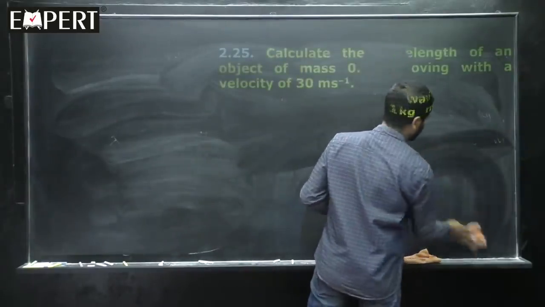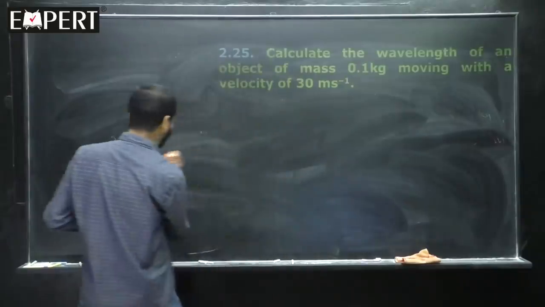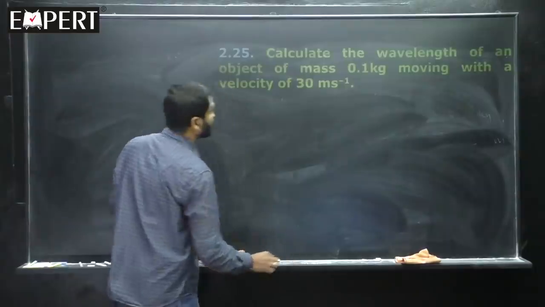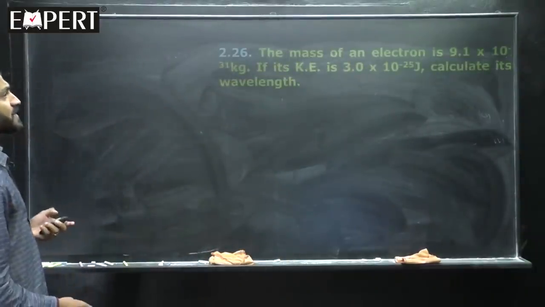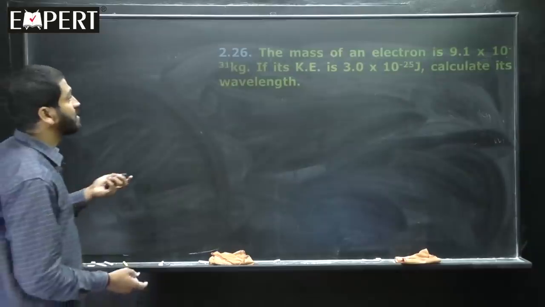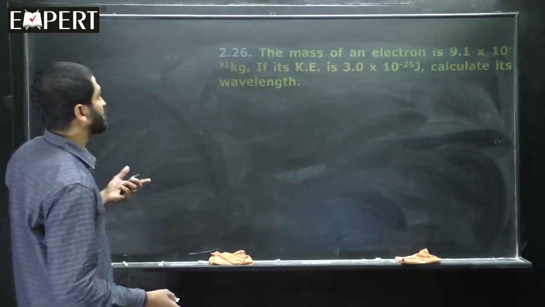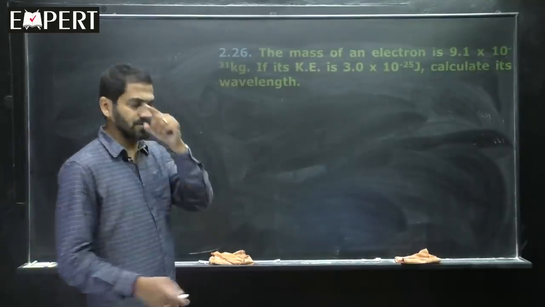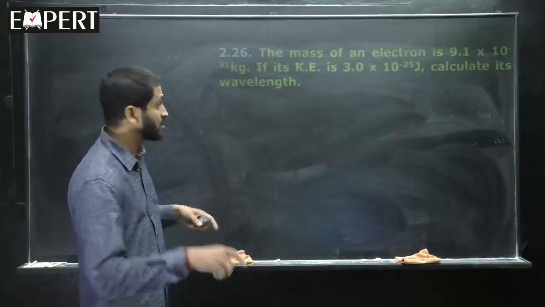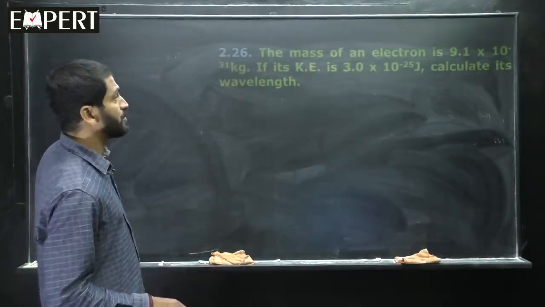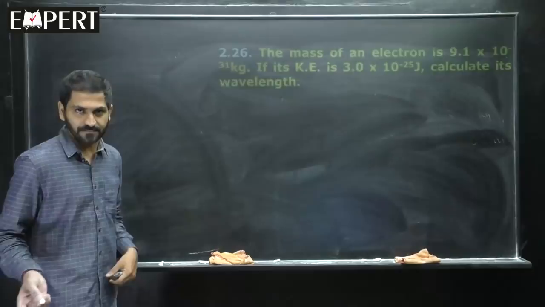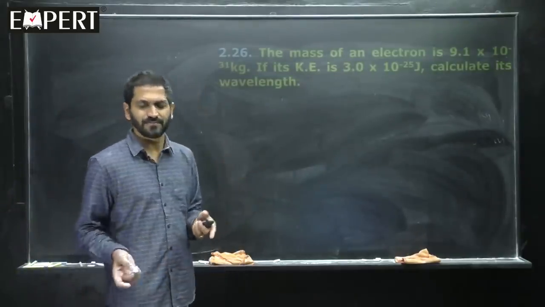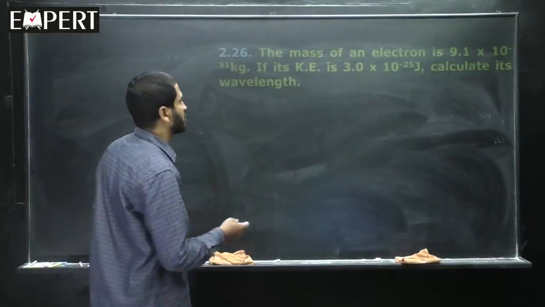It is a concept which tries to go above your head, but try to understand the theory. A lot of basics are there which we don't need to go into in detail. Another question: the mass of an electron is 9.1 into 10 to the power minus 31 kg. If the kinetic energy is 3 into 10 to the power minus 25 joule, calculate its wavelength. This is usually important for your CET competitive exam, so we have included it. If the velocity is small, kinetic energy will be very small.